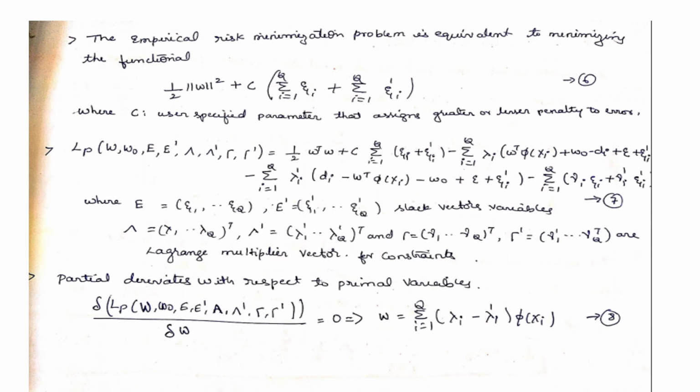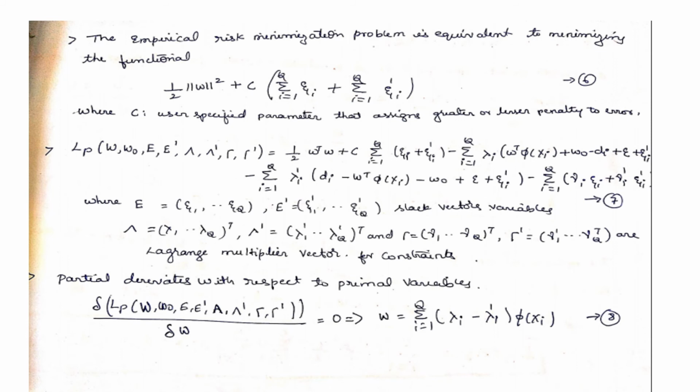So the empirical risk minimization problem is equivalent to minimizing the functional, that is half of w square plus C into summation i equal to 1 to Q xi i plus summation i equal to 1 to Q xi i prime, where C is a user specified parameter that assigns greater or lesser penalty to error.